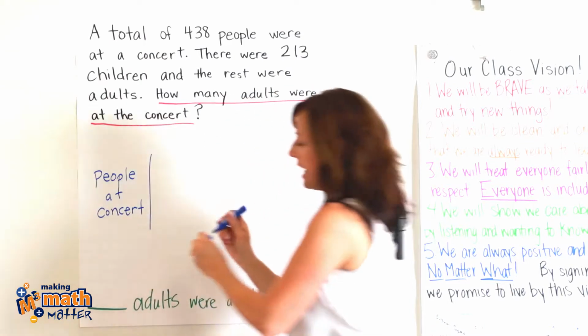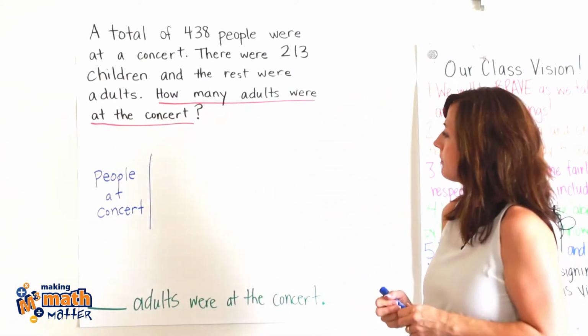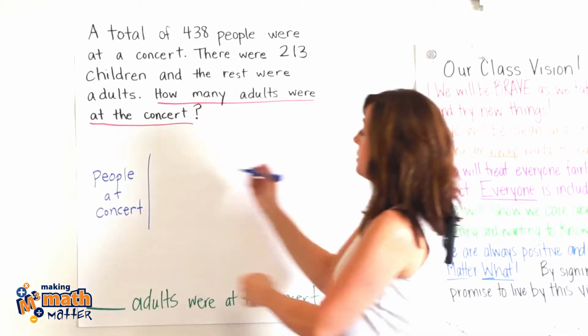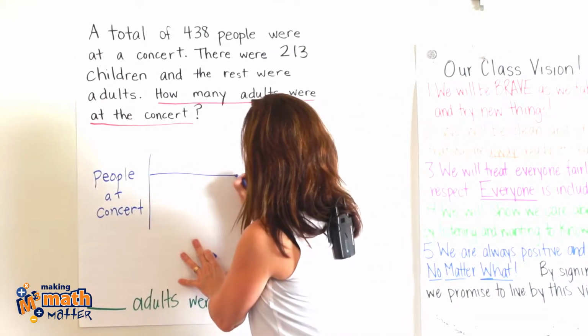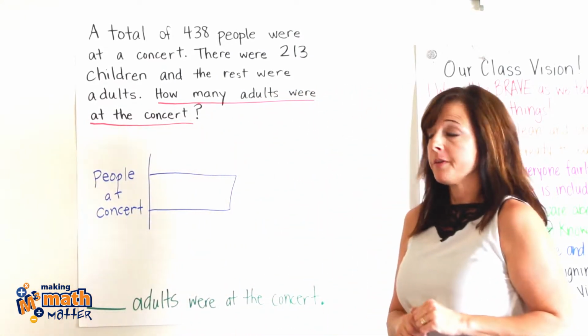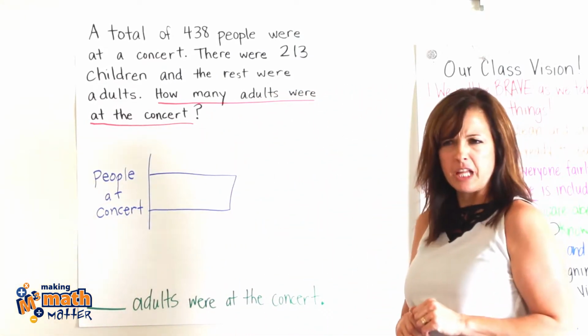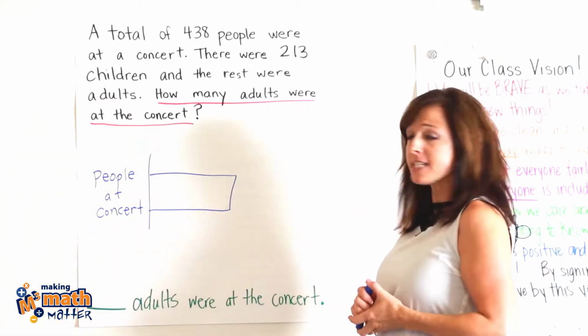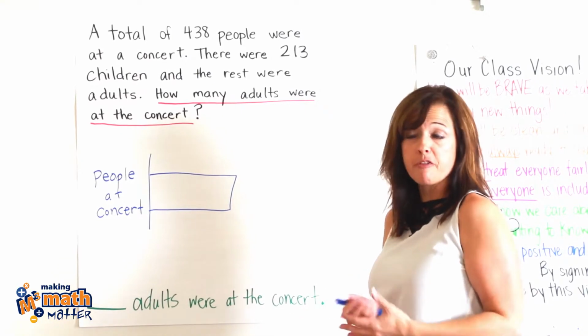And then I'm going to draw my line. My bar is going to represent the people that were at the concert. So I'm going to draw my bar. It's a lot easier when you have lined paper. You can do your bar a lot neater. And sometimes when kids are first starting this, they use graph paper too to help them.